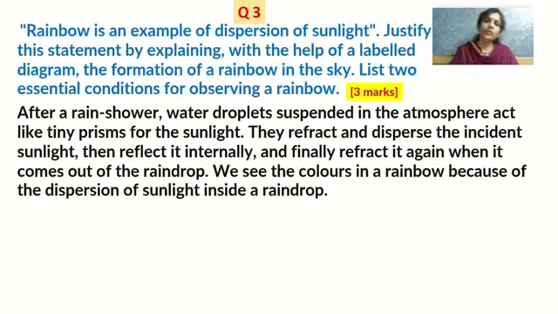In your own words also you can write the answer, that the formation of a rainbow is a combination of 3 phenomena, that is refraction, total internal reflection, and then dispersion of light. Alright, for writing this you will be given 1 mark.